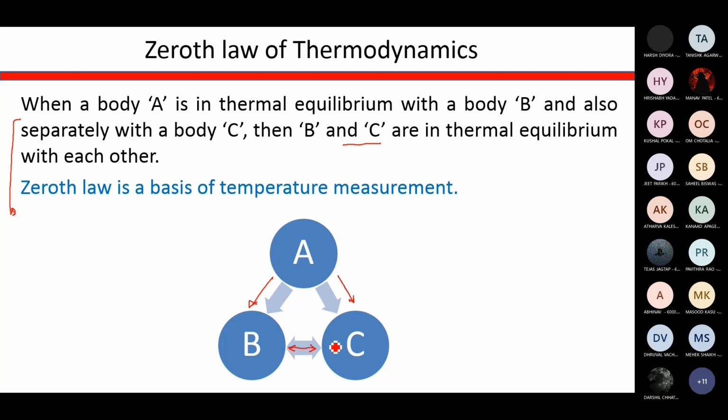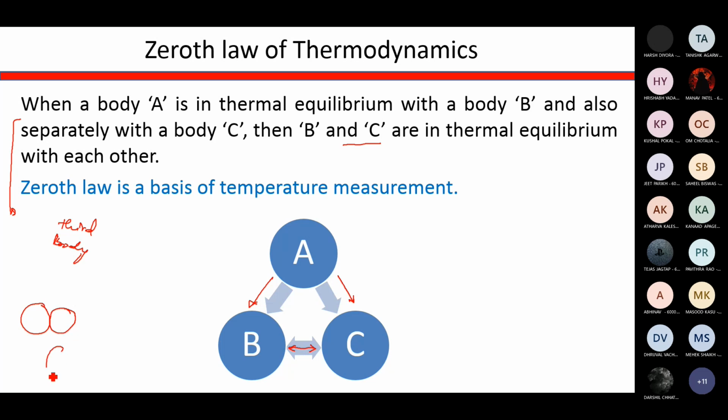And when we say that zeroth law is the basis for temperature measurement, what we mean is the thermometer is used as the third body. So there is actually no requirement that if I want to know the temperature of these two bodies, B and C, I have to bring these two bodies in contact with each other. It is not required. Are you getting my point or not?